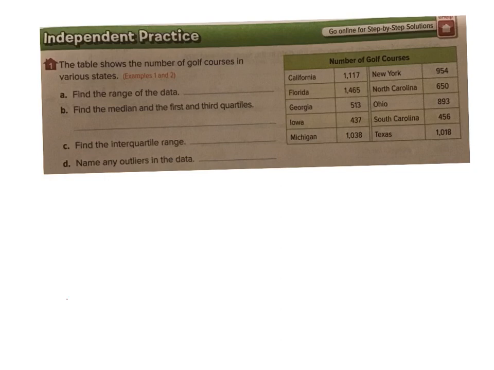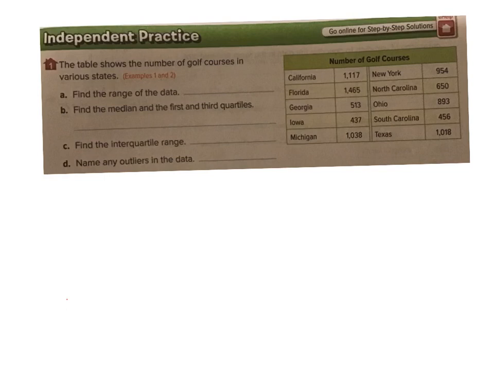All right, here is what I will say. You could practice this by pausing the video, and you look at this table. It is the number of golf courses in different states. And so you're going to find the range, you're going to find the median, the first and third quartiles, you're going to find the interquartile range, and if any outliers are in the data. So this is a lot. I would pause the video, give it a try.